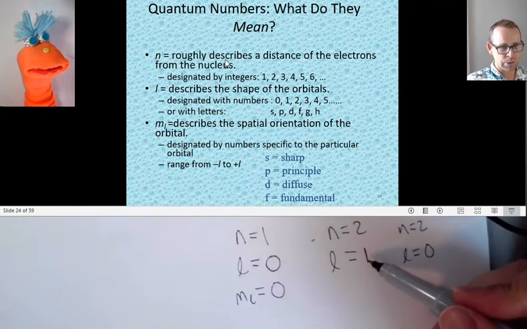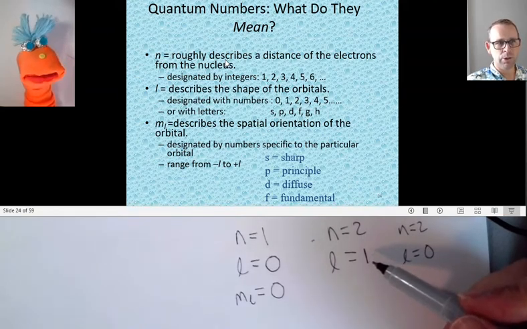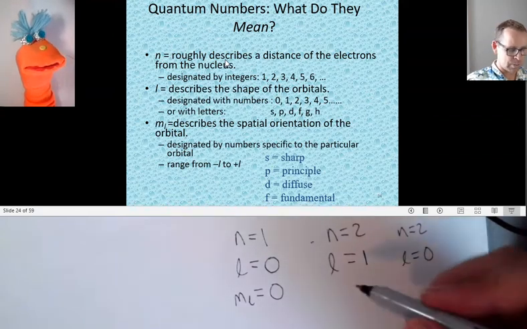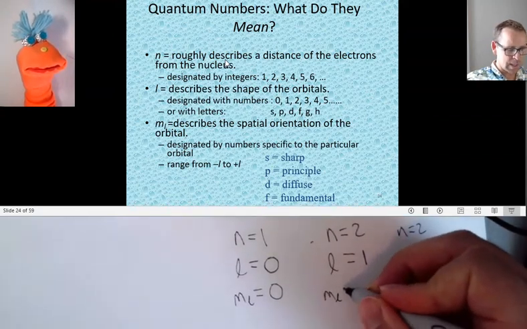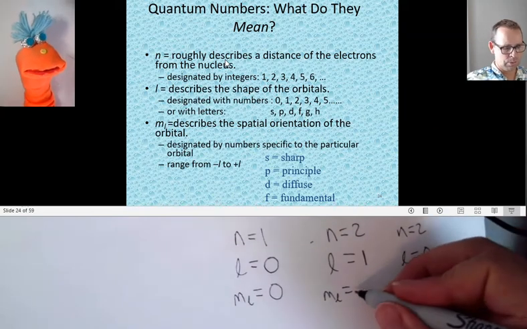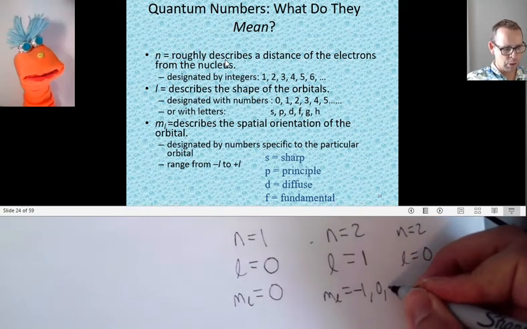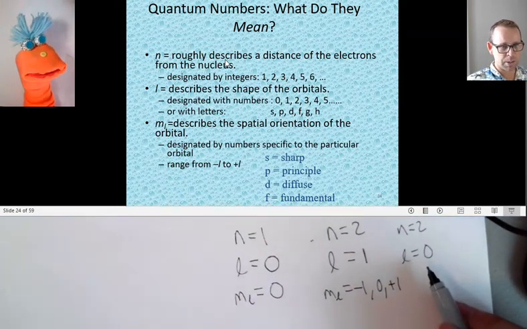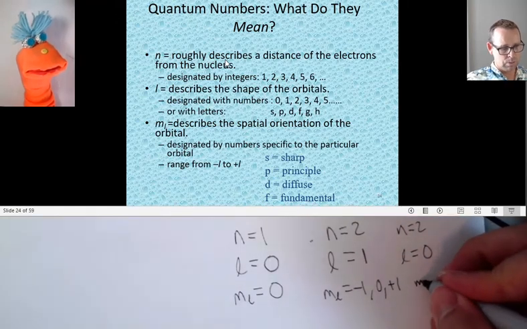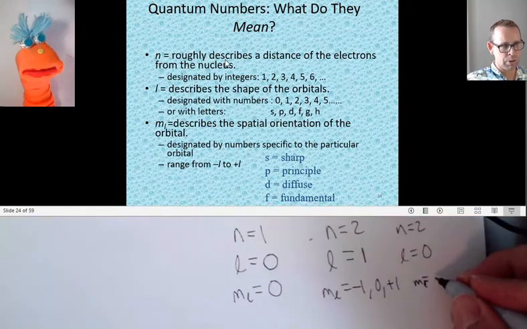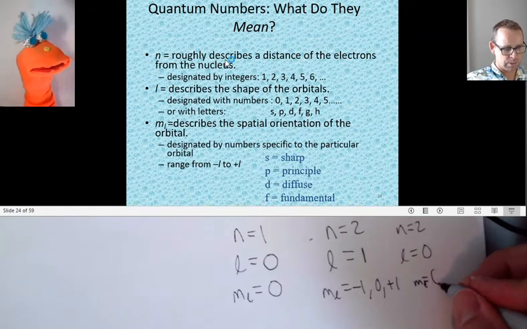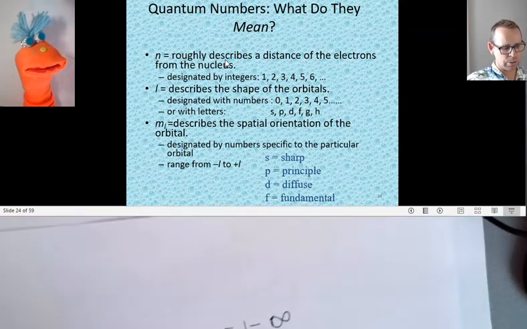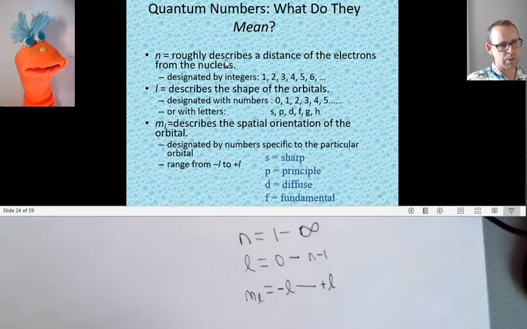If I have n equals 2, L equals 1, what are my possible m sub L values? Negative 1 up to positive 1? That's right. So what is negative 1 up to positive 1? Negative 1, 0, and positive 1. Very good. For this scenario over here, what is my possible m sub L value? Well, it's just 0, right? Because m sub L can only be positive or negative L. That's right, 0. Excellent.